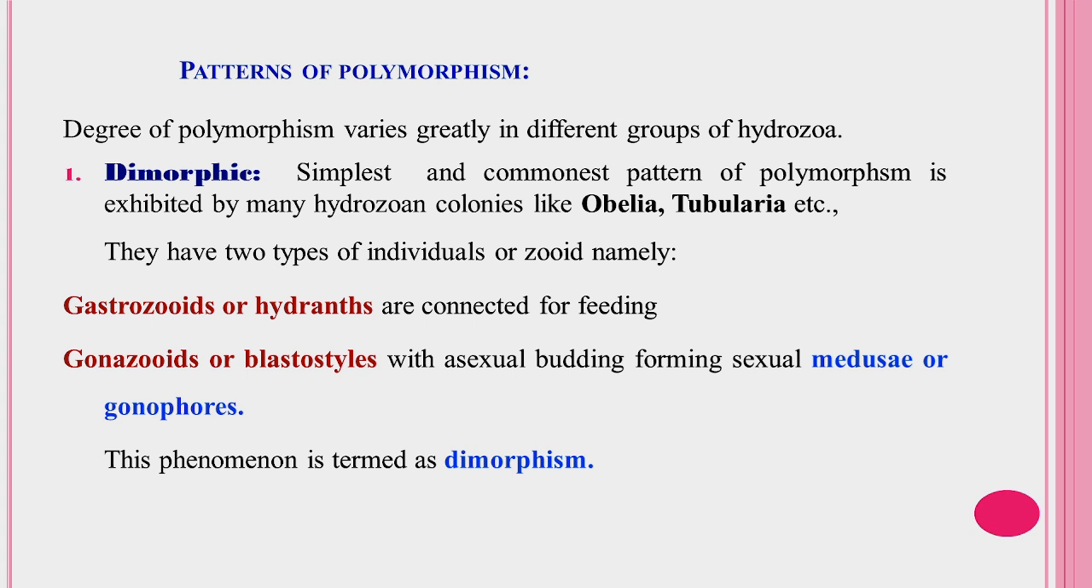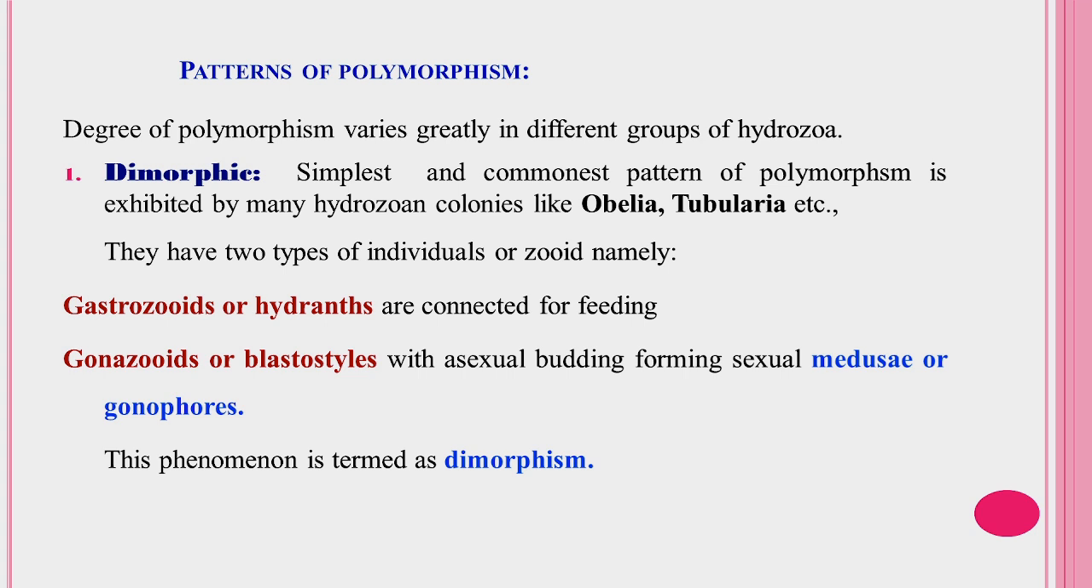Now we are going to see the various patterns of polymorphism. Depending upon the degree of polymorphism, polymorphisms are differentiated into three types. Among them, the first one is dimorphic. It is the simplest and commonest form of polymorphism. It can be exhibited by many individuals of hydrozoan colonies like Obelia and Tubularia. Here two forms of zooids are there. One is the gastrozooids and the second one is the gonozooids.